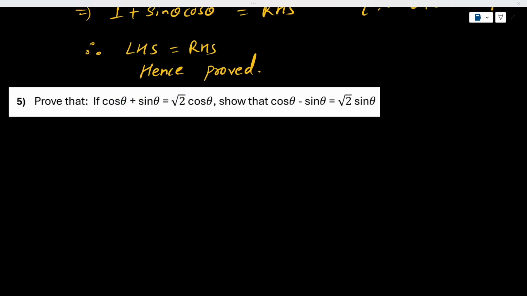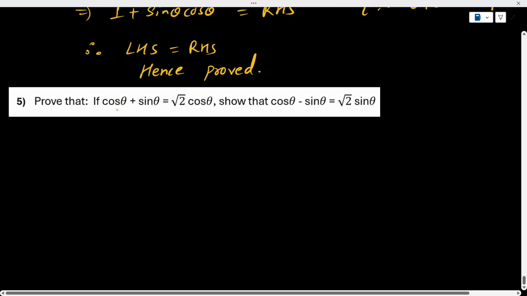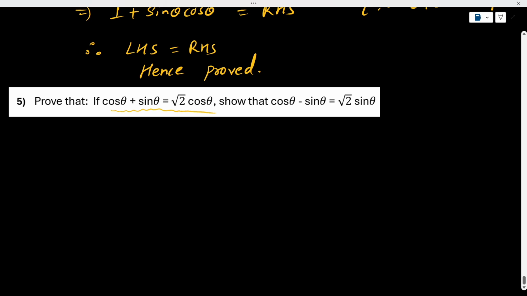This is the next question here. What are they asking here? They have given: prove that if cos theta plus sin theta is root 2 cos theta.